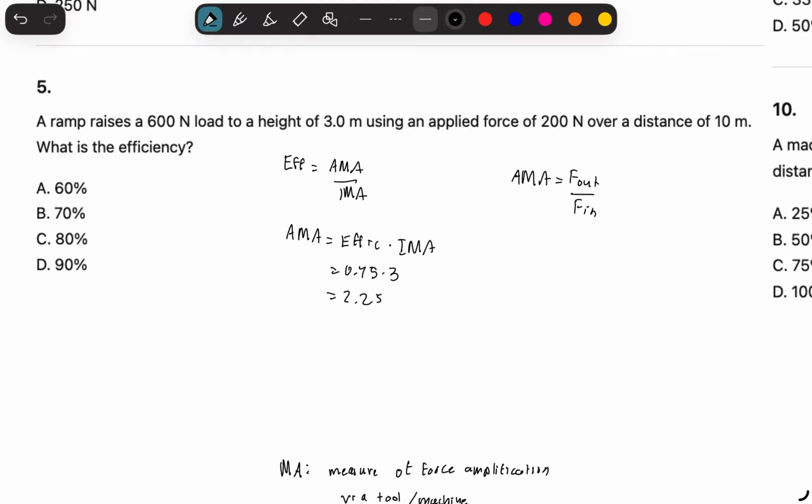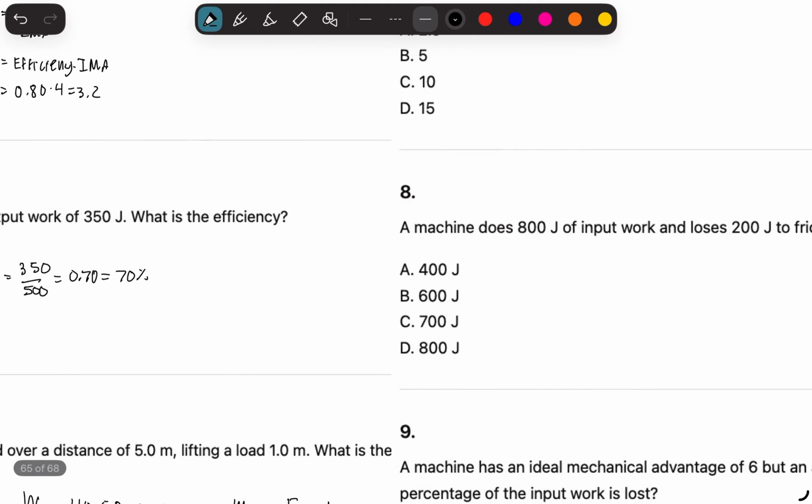You're just combining different equations and formulas, and you're just trying to solve for what you need. 2.25 is equal to your F out over your 120. So for your F out, you can rearrange that algebraically. Multiply both sides by 120 and you get 2.25 times 120 is equal to 270 newtons, which is going to be equal to your option B.